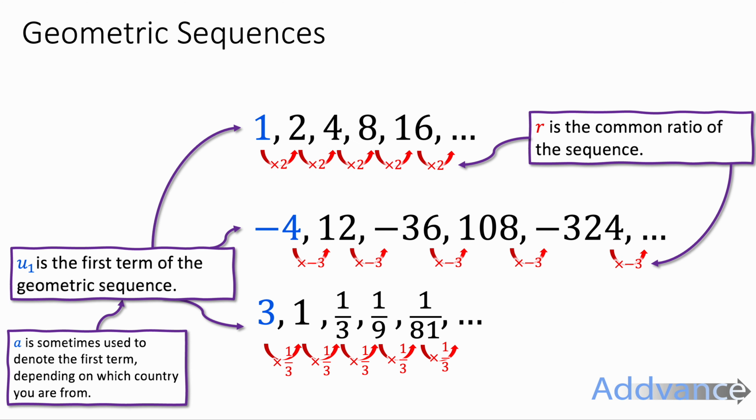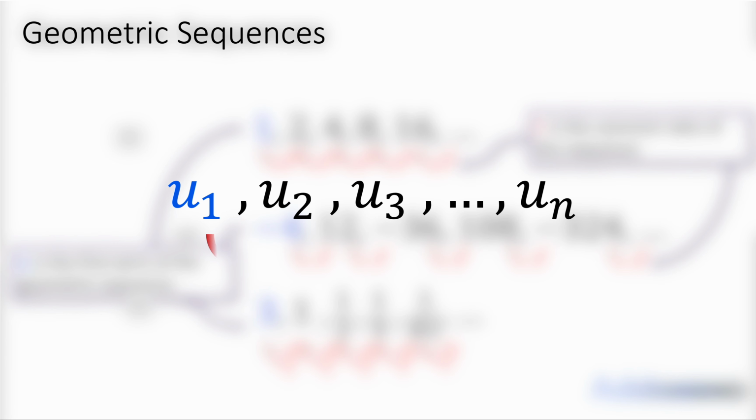You also need to know that the first term is sometimes called U1. It's sometimes called A, depending on which country or which course you are doing. In this video, we'll just call it U1. So, for a geometric sequence, U1, U2, U3, etc., where the U's just represent the terms of the sequence. So, for example, U2 represents the second term of the sequence. U1 is the first term, and R is the common ratio we're multiplying by.